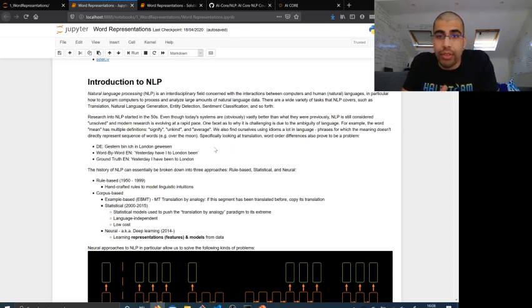We also find ourselves using idioms a lot in language, and those are phrases for which the meaning doesn't represent the sequence of words directly. So, "she was over the moon" doesn't literally mean that she jumped over the moon or something.